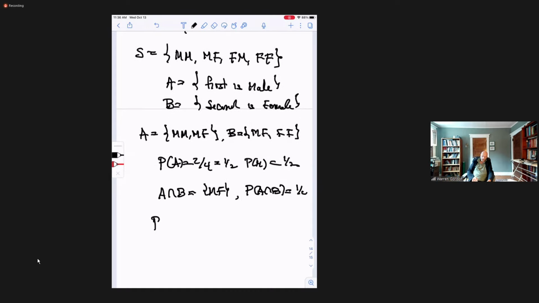So observe that P of A and B is equal to P of A times P of B. That tells me A and B are independent. So having kids is like tossing coins. What happens on the first birth does not affect another birth. So every time you have a kid, if everything is equal, the probability is always a half. They're independent events.